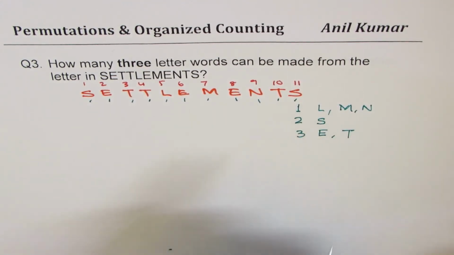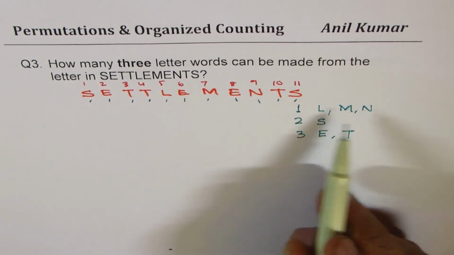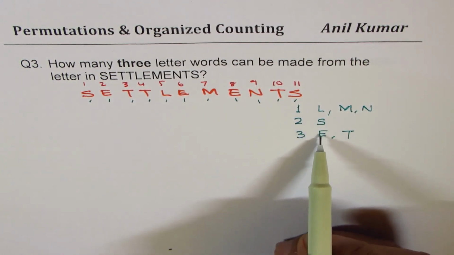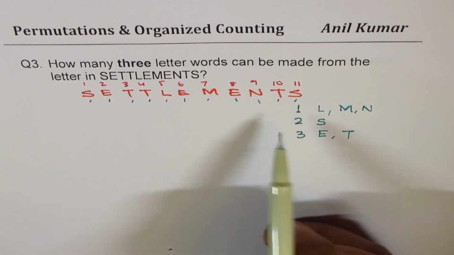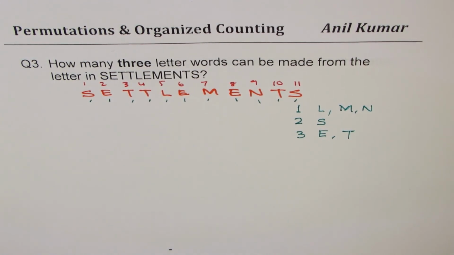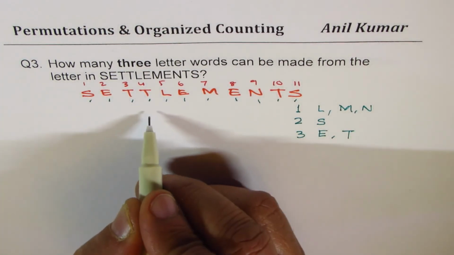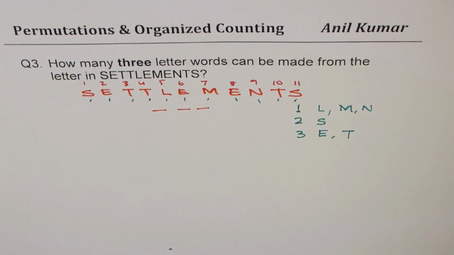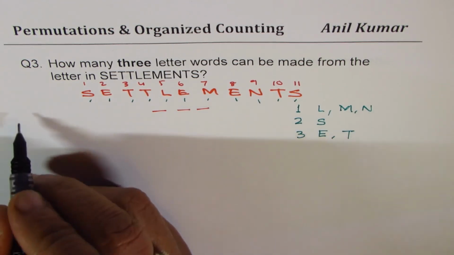Okay, so we have taken care of all these letters. It's good to write like this. So we have 1, 2, 3, 4, 5, 6, 7, 8, 9, 10, 11. So we have taken care of all 11, correct? We want 3-letter words, only 3-letter words, right? So 3 spaces to be filled. We'll again go with our options.